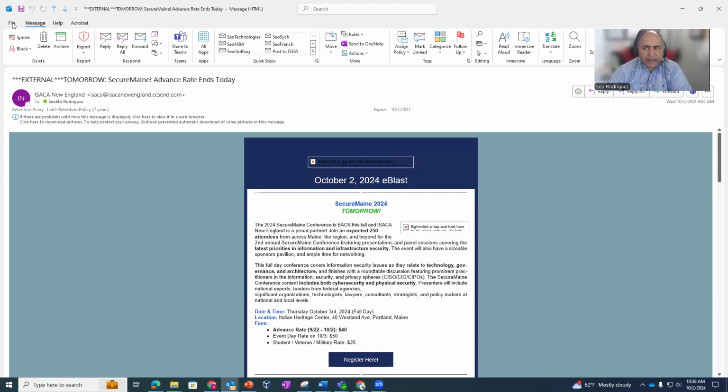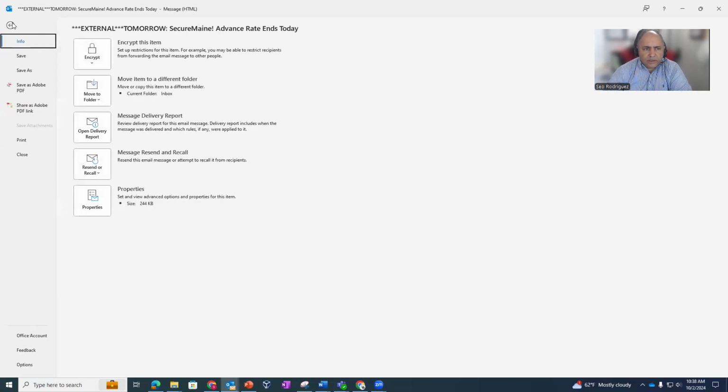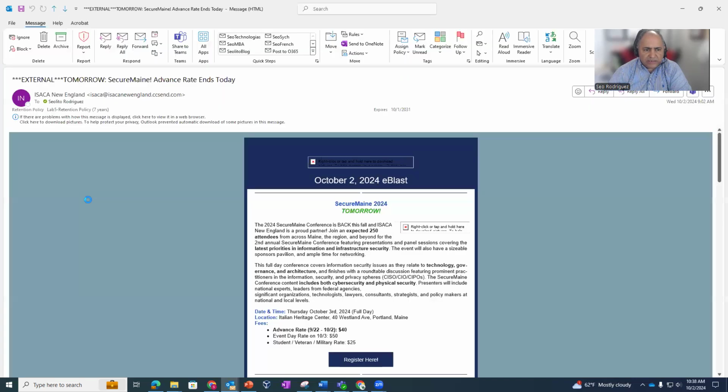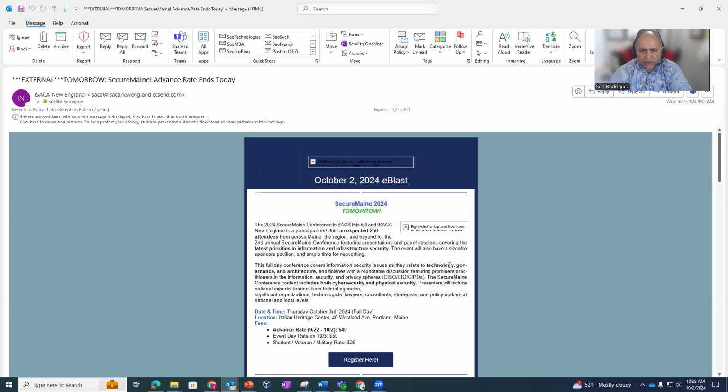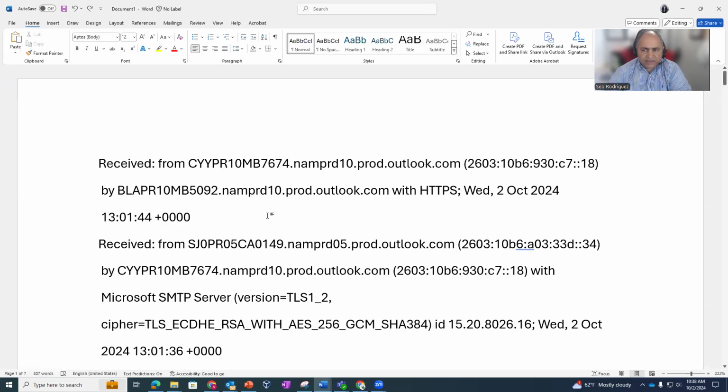So if I go to File and then I go to Properties, and again, I am on the Outlook desktop client. Here are the internet headers that I'm talking about. I need all this information, so I'm going to copy and paste this into my clipboard. Then I am going to paste this into Microsoft Word, which I have already done.